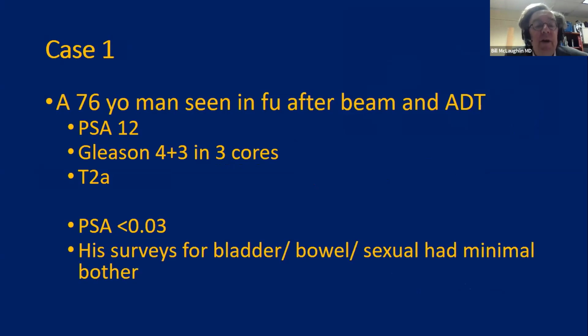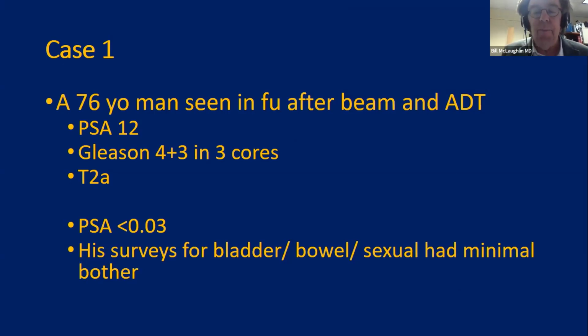And I see him a year out and his PSA is undetectable. The surveys for bladder, bowel, sexual function: he didn't have any bother. He was not sexually active because of the hormone. So I remember literally looking at him and I say, my God, your PSA is less than 0.03. You are doing great. Then one of the career-defining moments happened.